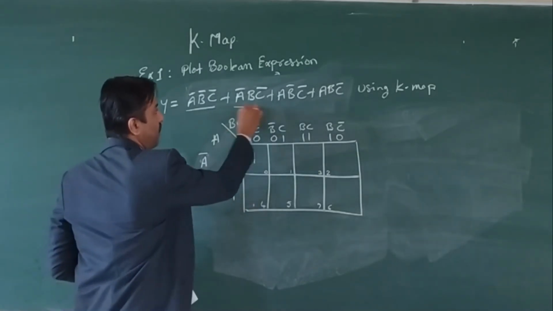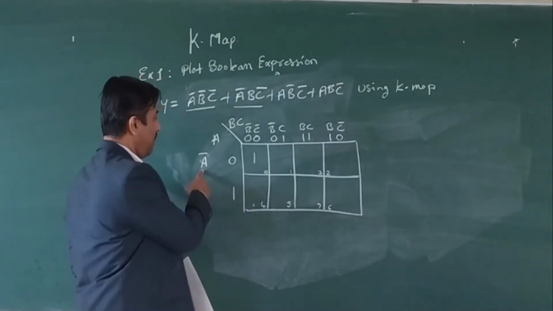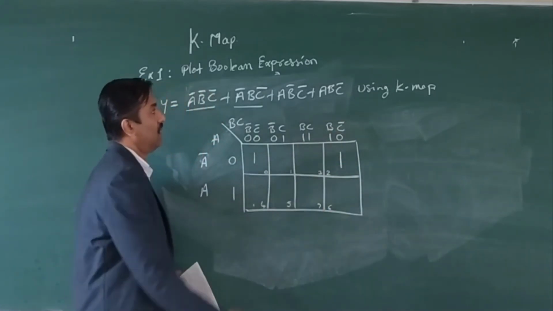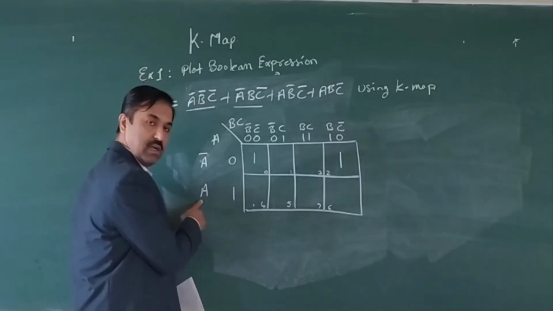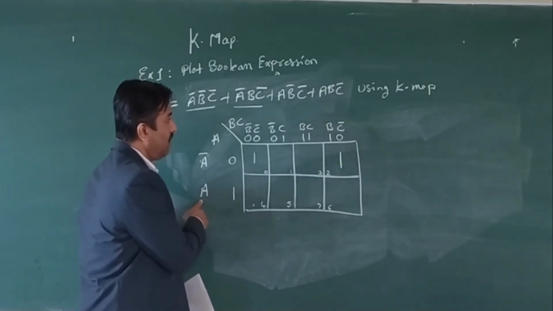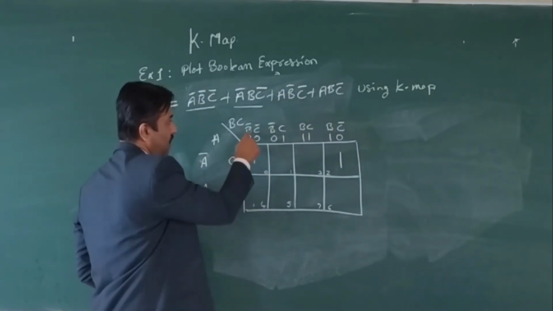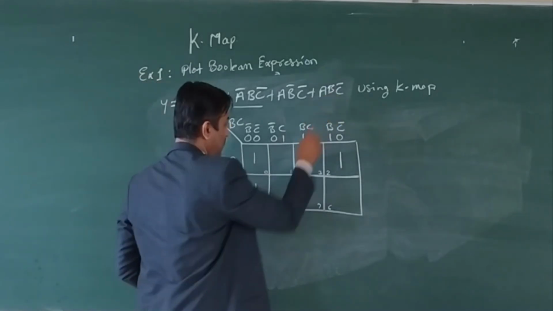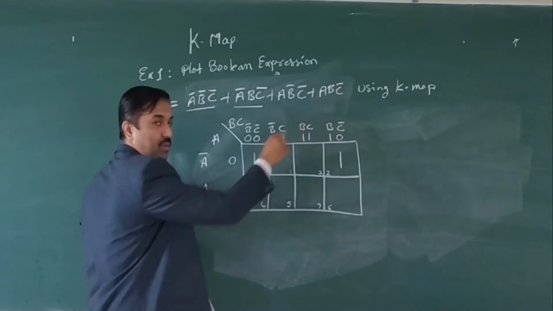The next product term we have is A bar, B, C bar. Put a 1 here. Yes, next one is A, B bar, C bar. Where is A? It's present here. Which is that? B bar, C bar. A, B bar, C bar. Now put a 1 here. Next one is what? A, B, C bar. Hope you have understood this.